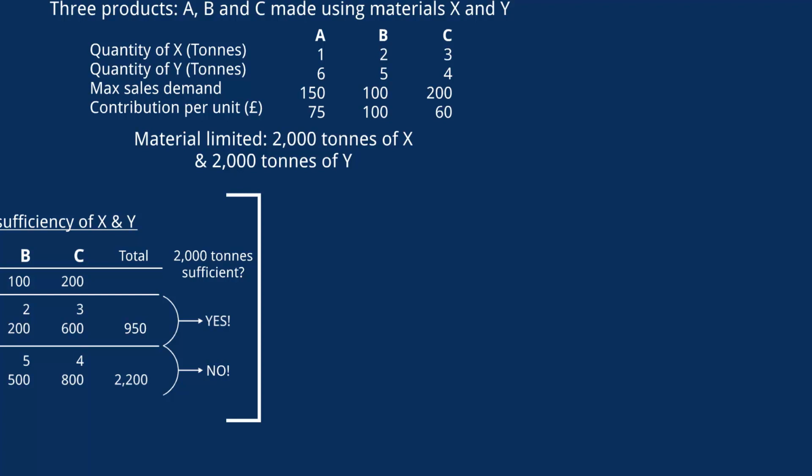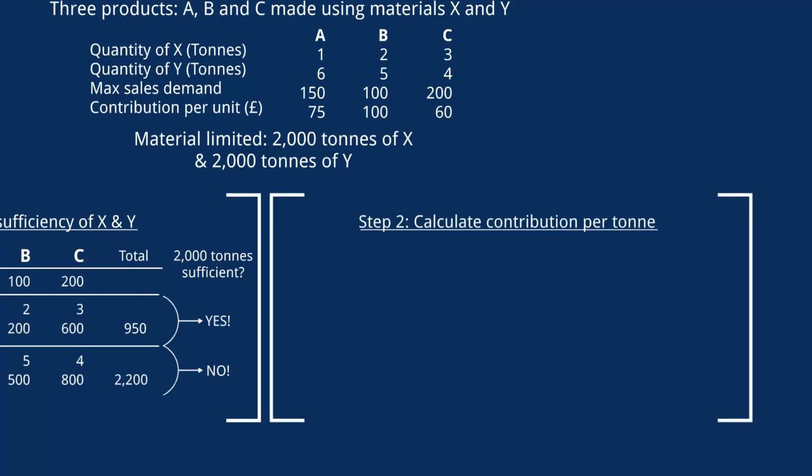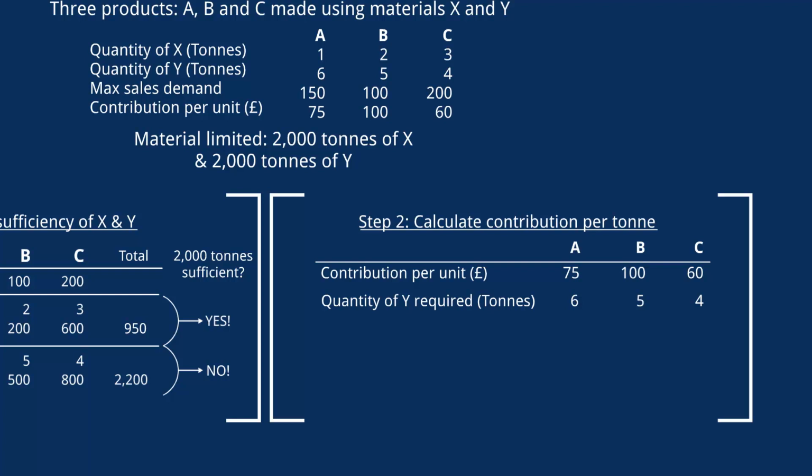So we now have to decide which products we are going to produce. And we need to choose which one has the best contribution per ton, so it makes the most efficient use of the resource that is available. To do that, we first need to calculate the contribution per ton for each product. We've got the contribution per unit here, £75 for product A, 100 for B, and 60 for C. And we've got the quantity of material Y required for each.